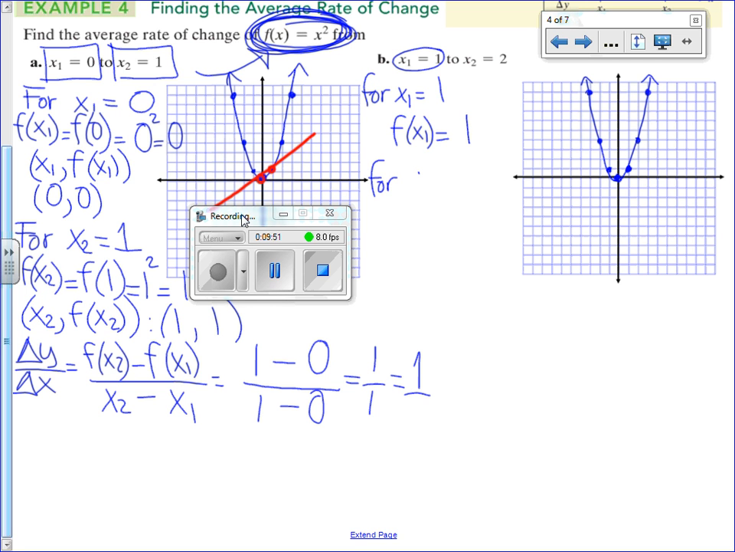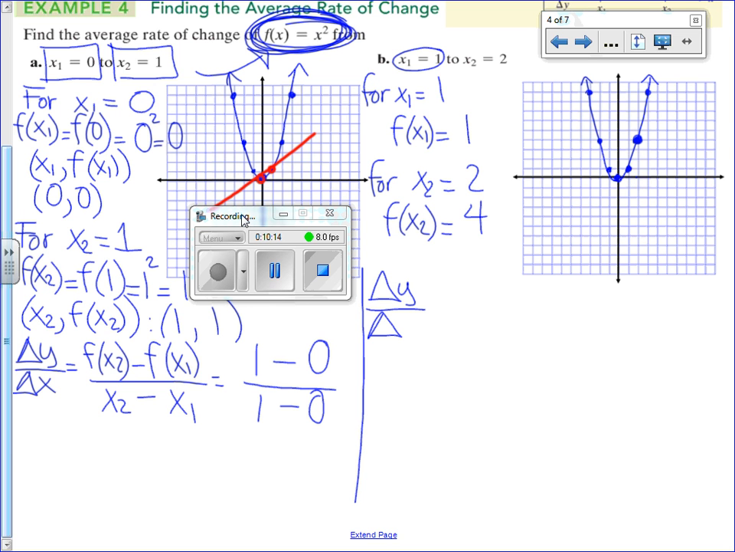Now for x sub 2 is equal to 2, looking at the graph, we know that the y value for this particular point here is 4. So now we can go ahead and apply our formula. And that one says the change in y, delta y, divided by the change in x, delta x, is f of x sub 2 minus f of x sub 1 divided by x sub 2 minus x sub 1. And so we already have those numbers.